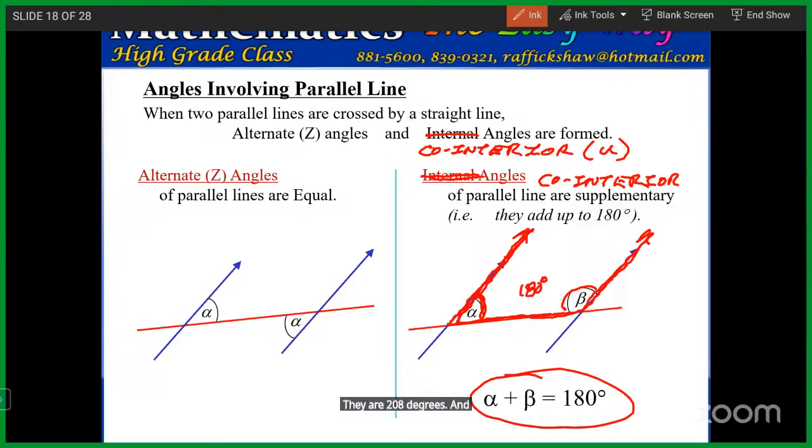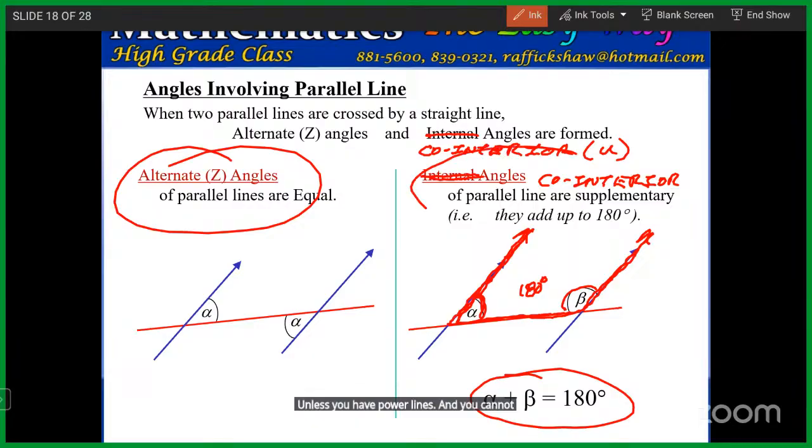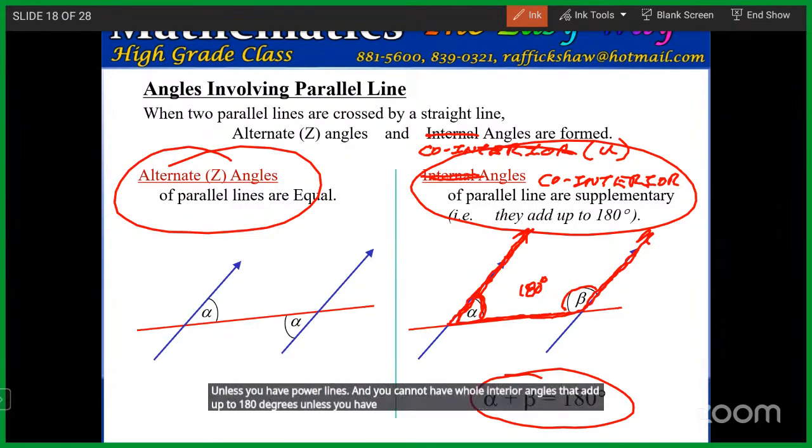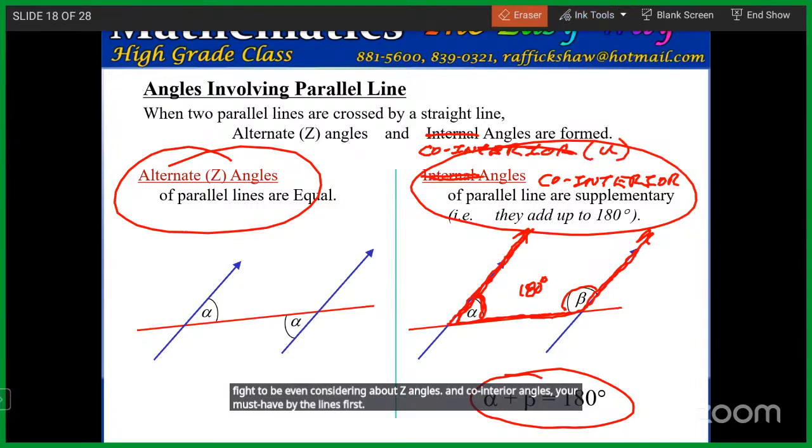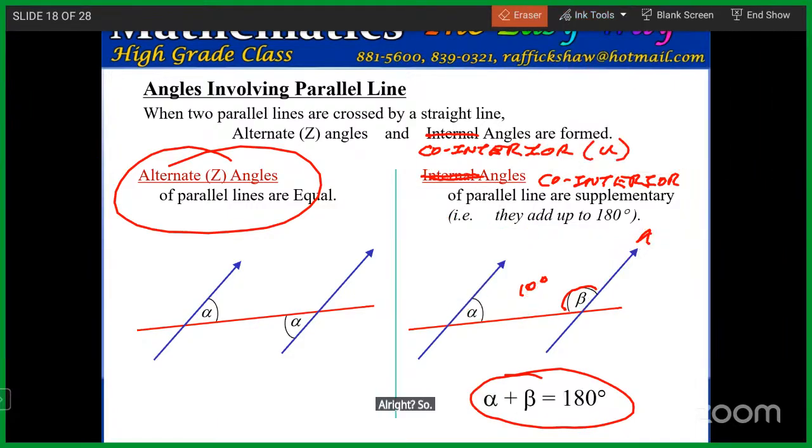And remember now, you cannot have Z angles unless you have parallel lines. And you cannot have co-interior angles that add up to 180 degrees unless you have parallel lines. You must have parallel lines joined together by what we call a transversal line for it to be even considered Z angles and co-interior angles. You must have parallel lines first. So let us be mindful of that. That's what I wanted to show you.